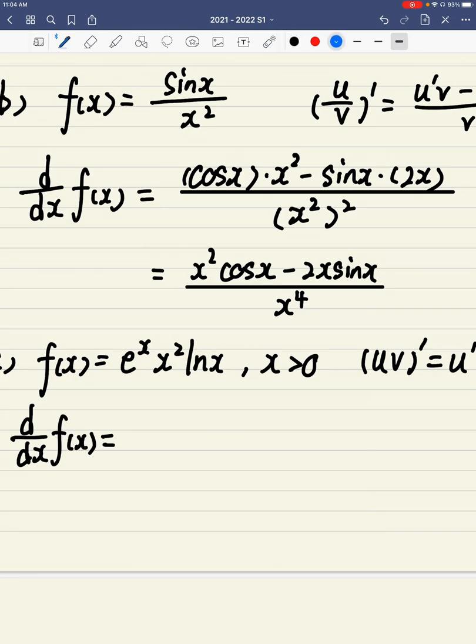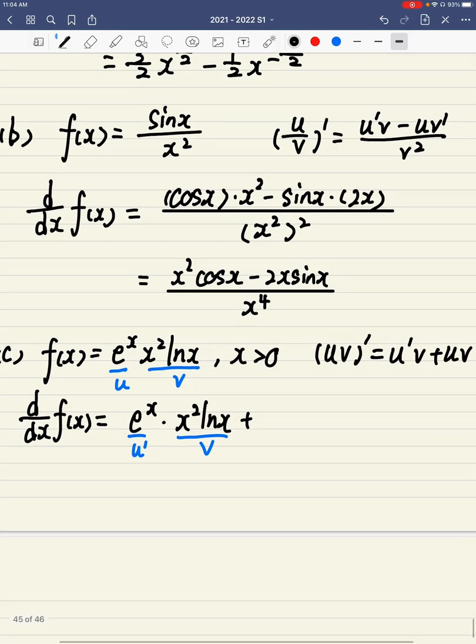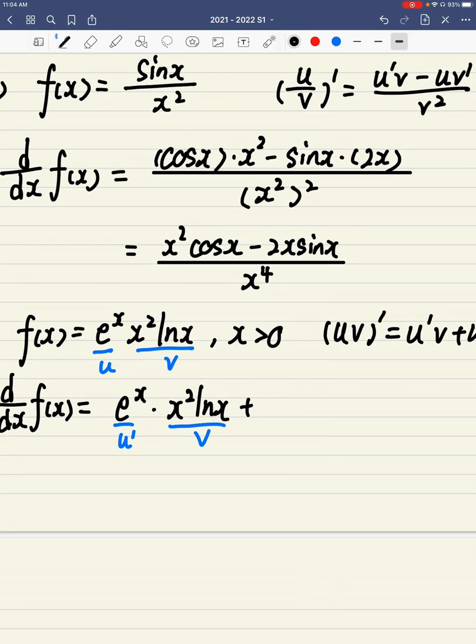Okay, so let's first treat this part as u, and treat this part as v. So it's u's derivative times v. The derivative of e to the power of x is just e to the power of x, times v. Okay, so this is u's derivative times v plus u times v's derivative.